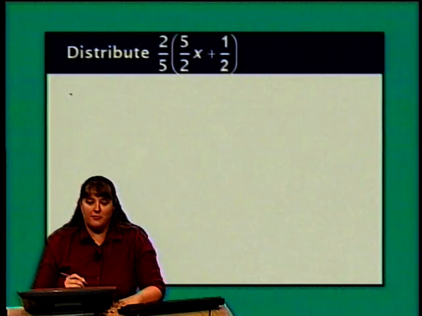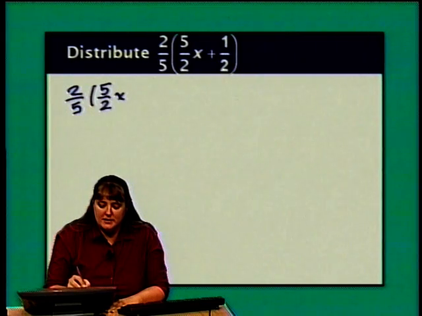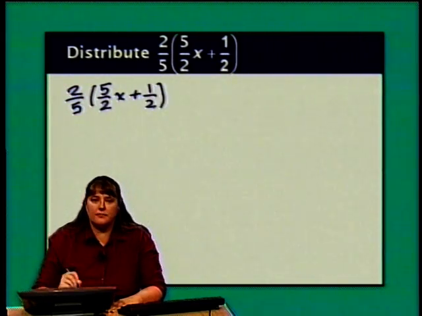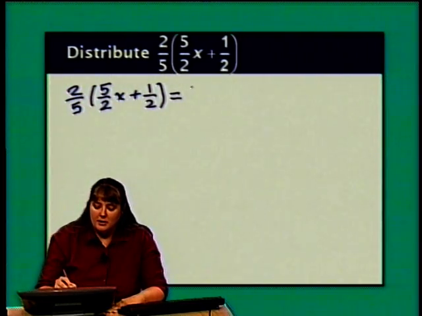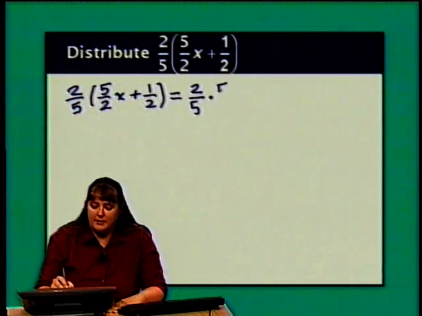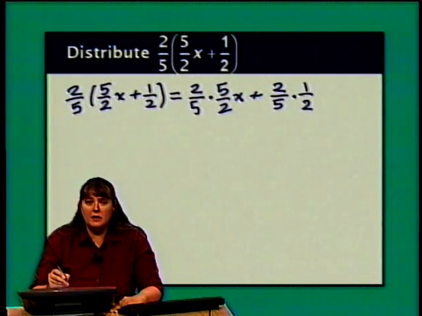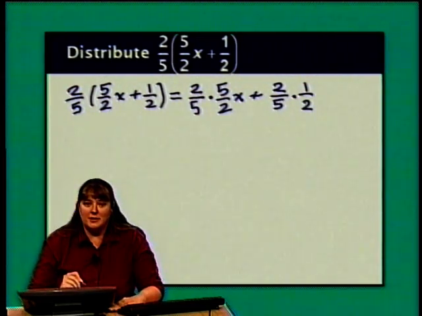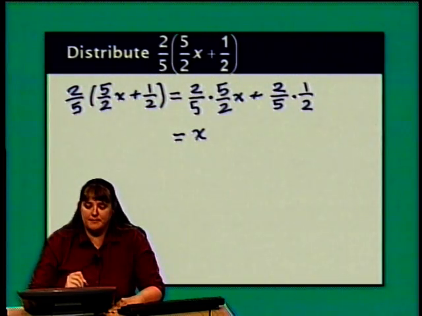Now let's try a problem with fractions. I have 2/5 times the quantity 5/2 x plus 1/2. I need to distribute the 2/5 through the parentheses. So I would have 2/5 times 5/2 x plus 2/5 times 1/2. 2/5 and 5/2 are multiplicative inverses. When I multiply multiplicative inverses together, I get the multiplicative identity 1. So my first term is 1x, which I just write as x. 1 times x is x.